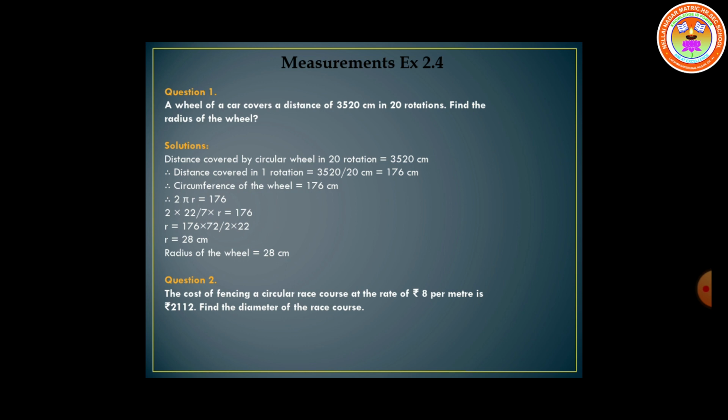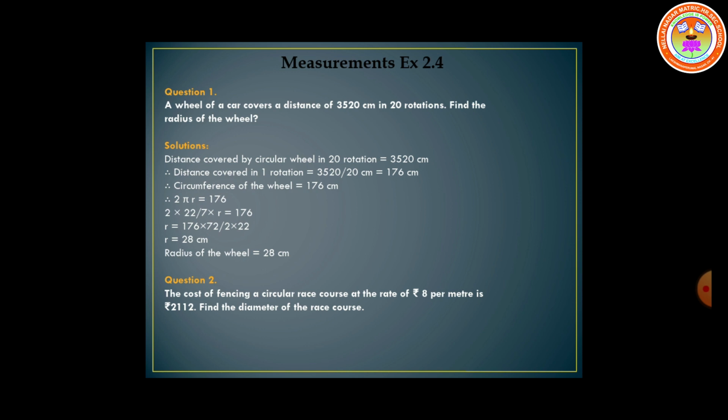So what is given in this problem? A car covers a distance of 3520 centimeter in 20 rotations. Then you have to find one rotation. One rotation is called the circumference of the wheel. To find the radius of the wheel, first we are going to find the circumference. How do you find the circumference of the wheel?